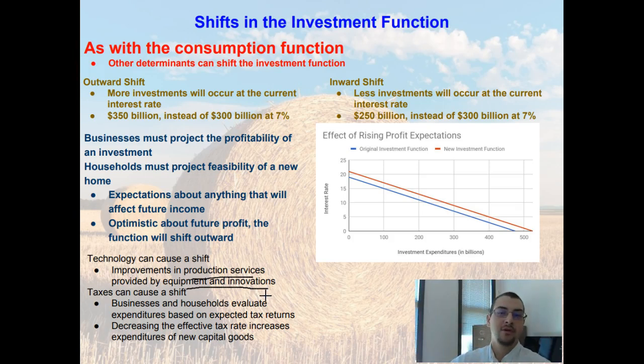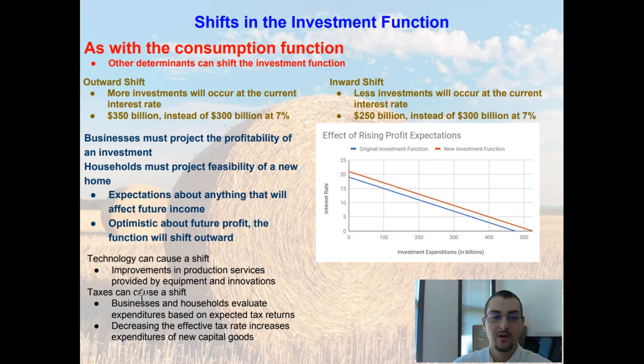Now, let's say, for example, that you're a farmer and you see this 48-row plow that's being sold versus something like a 24-row plow. Well, now you can say, I can spend less time in the field, get more stuff done, and make a higher profit off of that 48-row plow. Well, that's going to encourage you to purchase that investment or invest in that piece of equipment, even though the interest rate may not have changed. So improvements in production services provided by equipment and innovations might actually encourage you to engage in more investments, even though the interest rate hasn't changed, causing that shift.